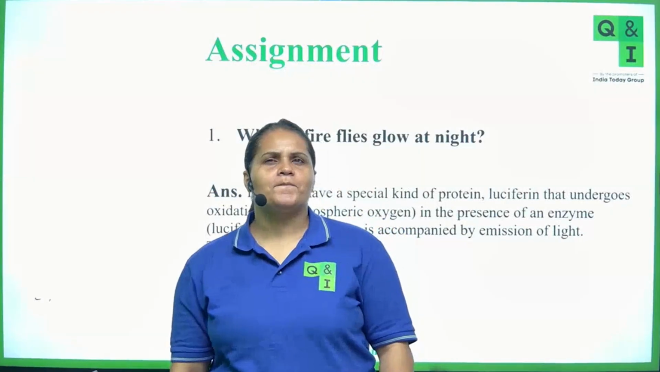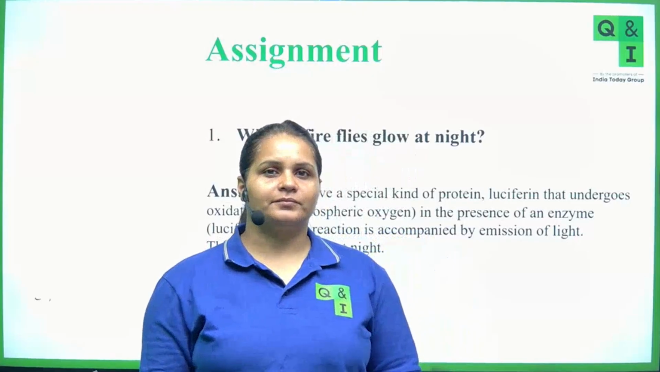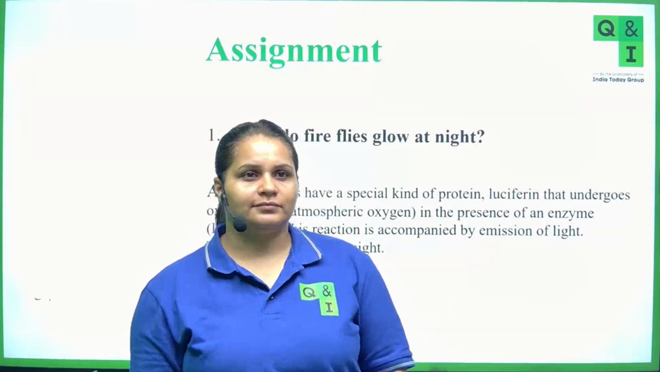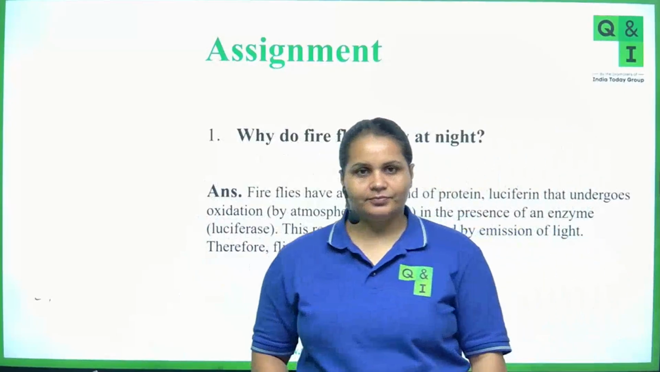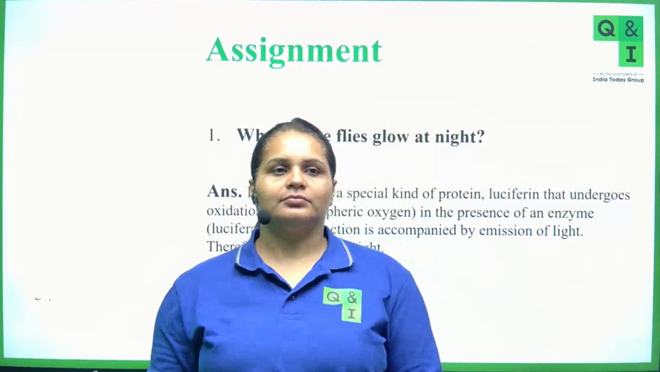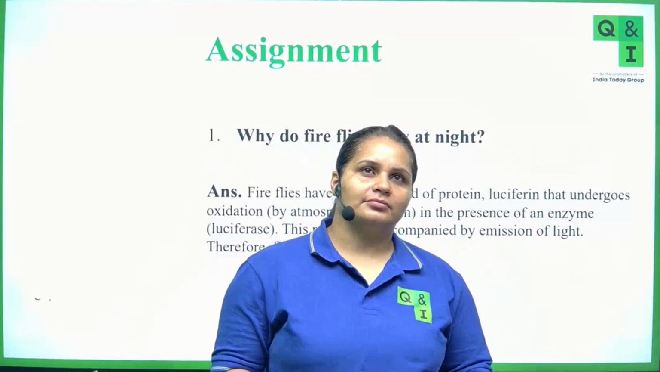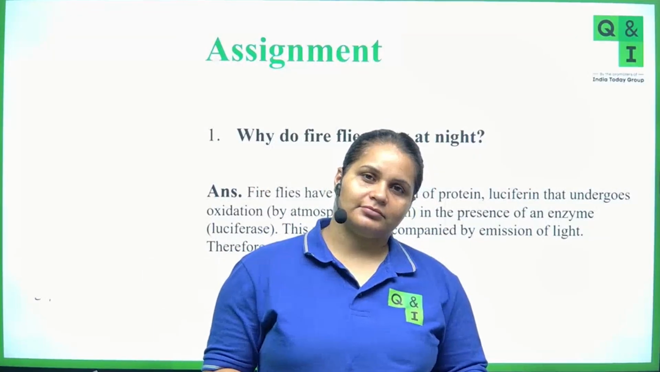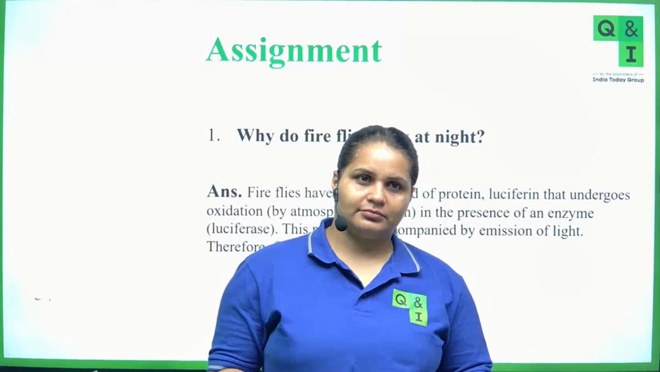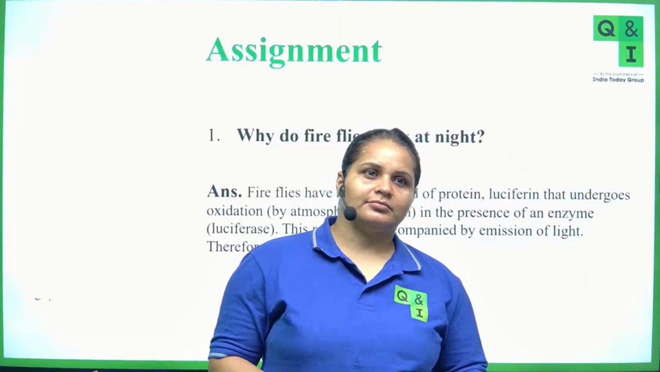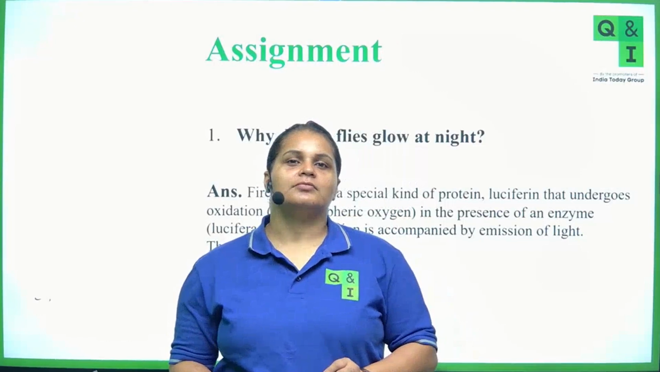They undergo a process called bioluminescence. A chemical reaction takes place inside their body. During that time, oxygen combines with the luciferin protein with the help of an enzyme luciferase and with ATP molecules, which results in the formation of oxyluciferin and AMP, adenosine monophosphate, and light. So this whole process is called bioluminescence.